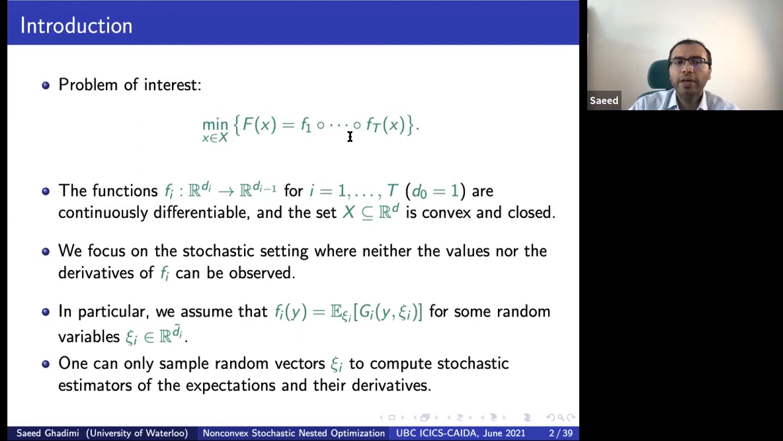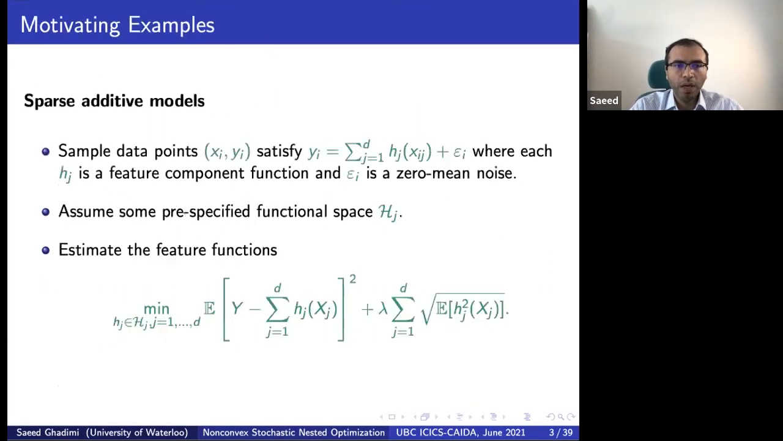So more formally here, I assume that we don't have exact information for all functions fi. Some can be deterministic and we have exact information. This is the general case. And in particular, we assume that each fi is given as the expectation of a function gi, and we assume that we can query this expectation and get its unbiased estimator and an unbiased estimator for its gradient, just a classical assumption in stochastic optimization. Now let's first see some settings where we can identify these nested problems.